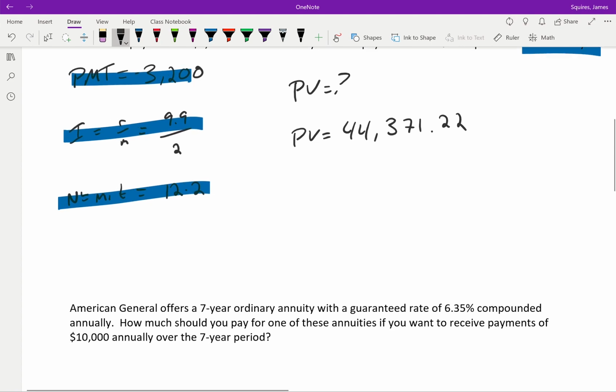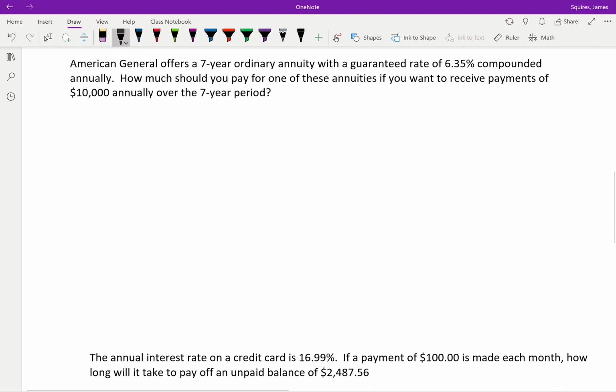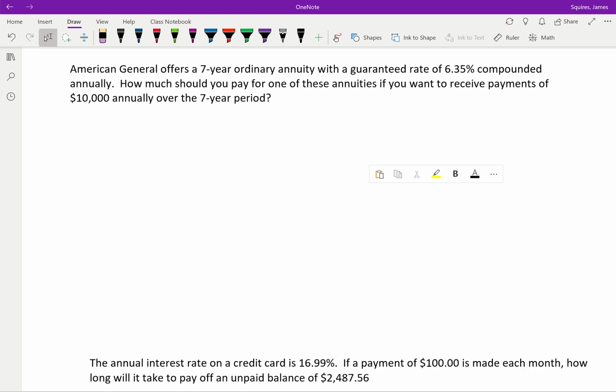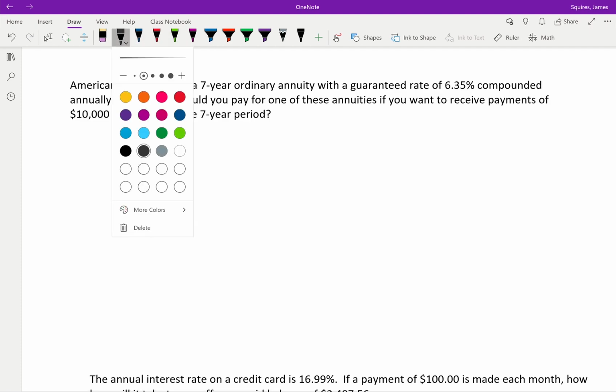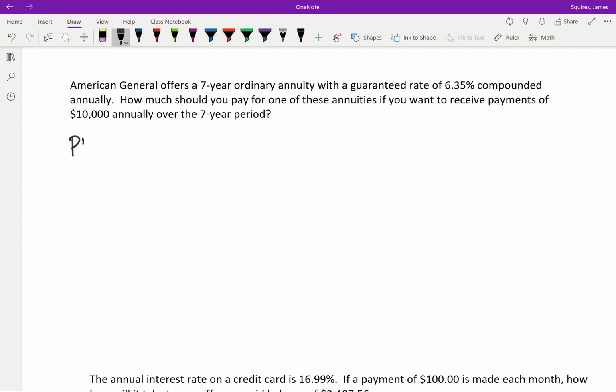Alright, let's look at a little word problem. So American General offers a 7-year ordinary annuity with a guaranteed rate of 6.35% compounded annually. How much should you pay for one of these annuities if you want to receive payments of $10,000 annually over 7 years? So in this case, we're going to be receiving payments of $10,000 annually. So that is telling us that our PMT equals a positive 10,000.